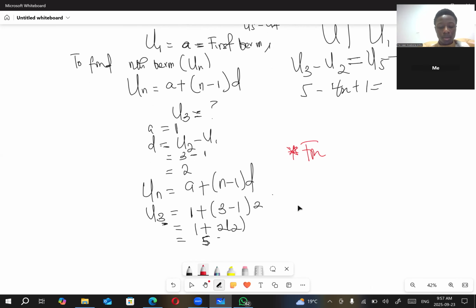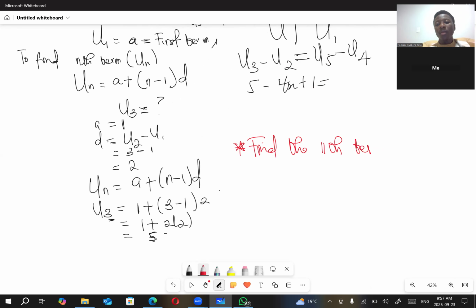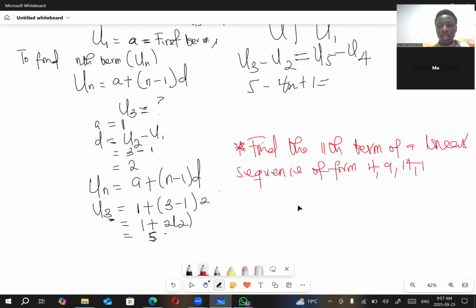Find the 11th term of a linear sequence of the form 4, 9, 14, 19, dot, dot, dot. Like 4, 9, 14, yeah, 19.